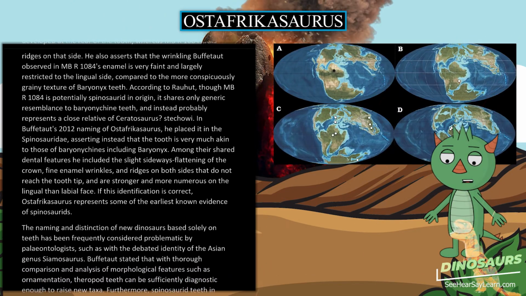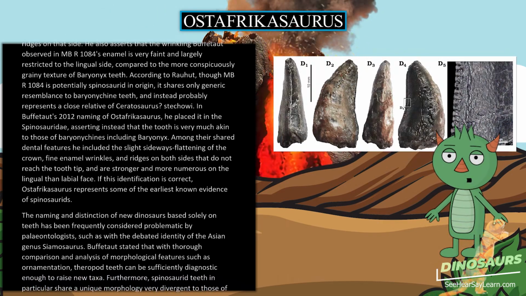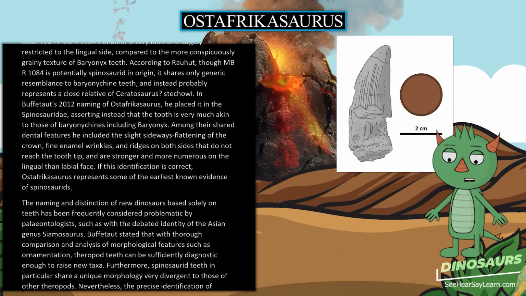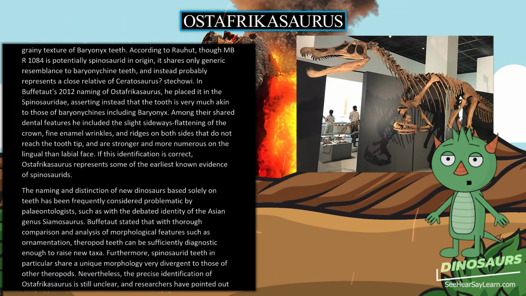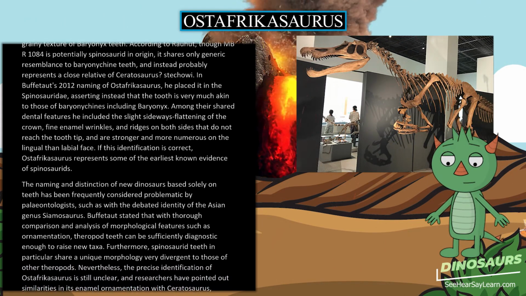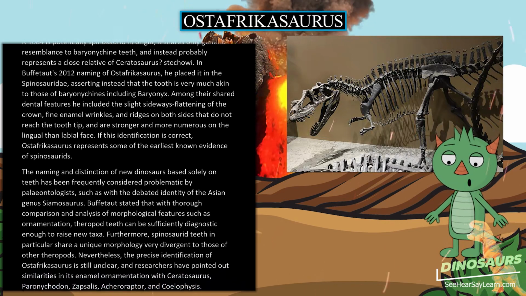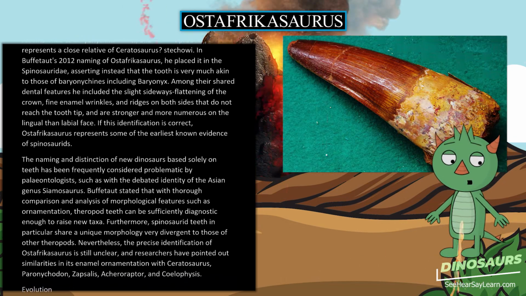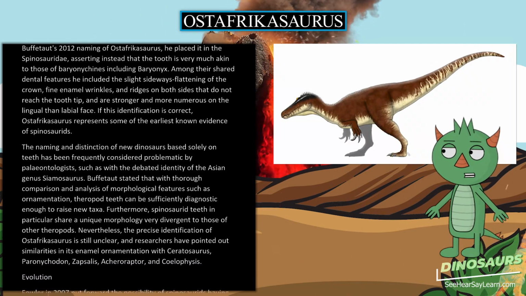In Buffetaut's 2012 naming of Ostafrikasaurus, he placed it in the Spinosauridae, asserting instead that the tooth is very much akin to those of baryonychines including Baryonyx. Among their shared dental features he included the slight sideways flattening of the crown, fine enamel wrinkles, and ridges on both sides that do not reach the tooth tip, and are stronger and more numerous on the lingual than labial face. If this identification is correct, Ostafrikasaurus represents some of the earliest known evidence of spinosaurids.